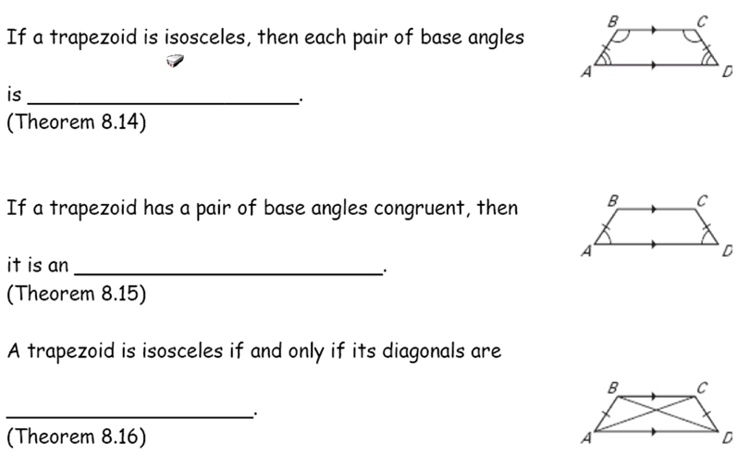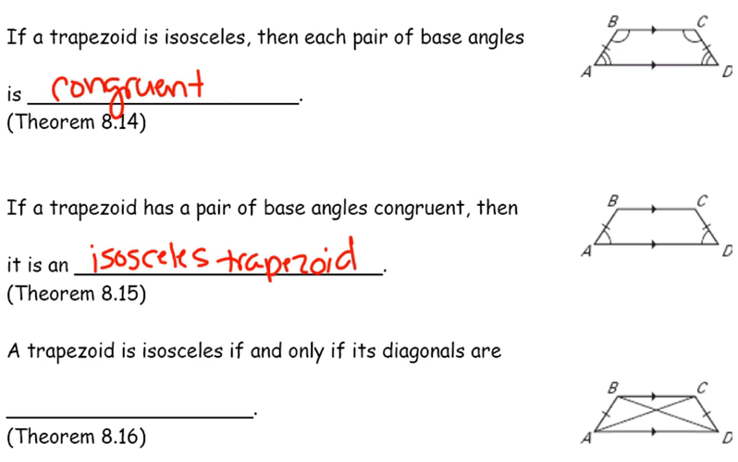As I referred to earlier, if a trapezoid is isosceles, then each pair of base angles is congruent. So if the legs have the same measure, then the base angles are congruent to each other. Therefore, if a trapezoid has a pair of base angles that are congruent, then it is an isosceles trapezoid. Furthermore, a trapezoid is isosceles if and only if its diagonals are congruent. If those diagonals are not congruent, then it is not an isosceles trapezoid.